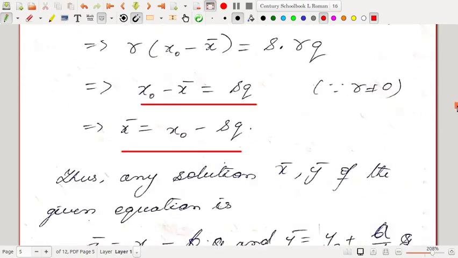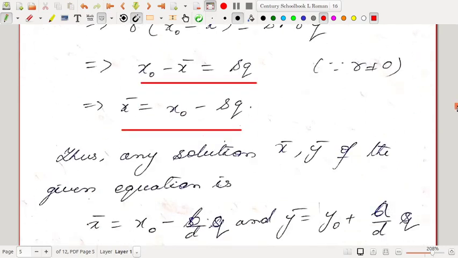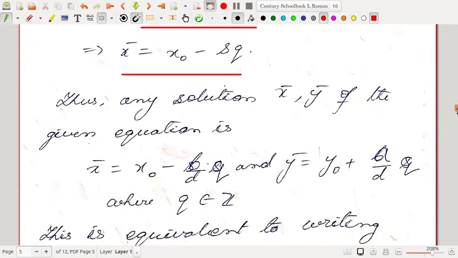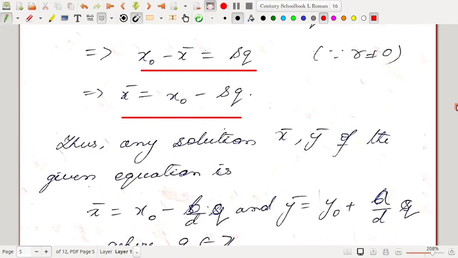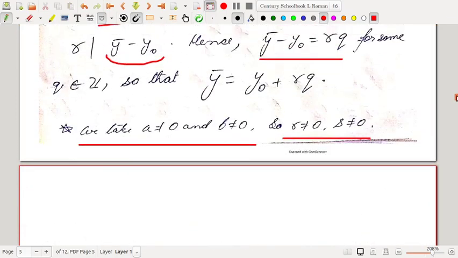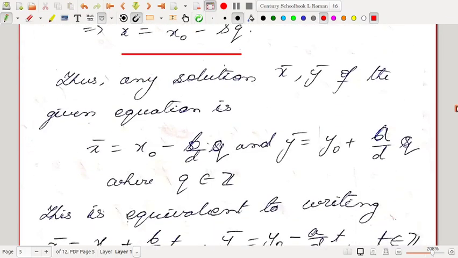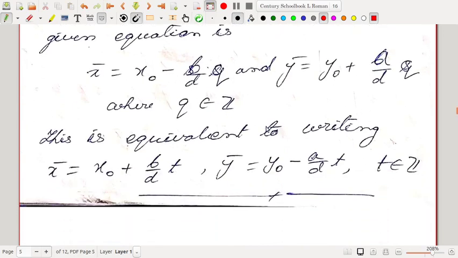So thus any solution x bar, y bar of the given equation is written as x bar equal to x naught minus sq. What is s? s is b by d, right? And y bar is y naught plus rq, and r is a by d. So y bar is y naught plus a by d into q, where q is any integer.